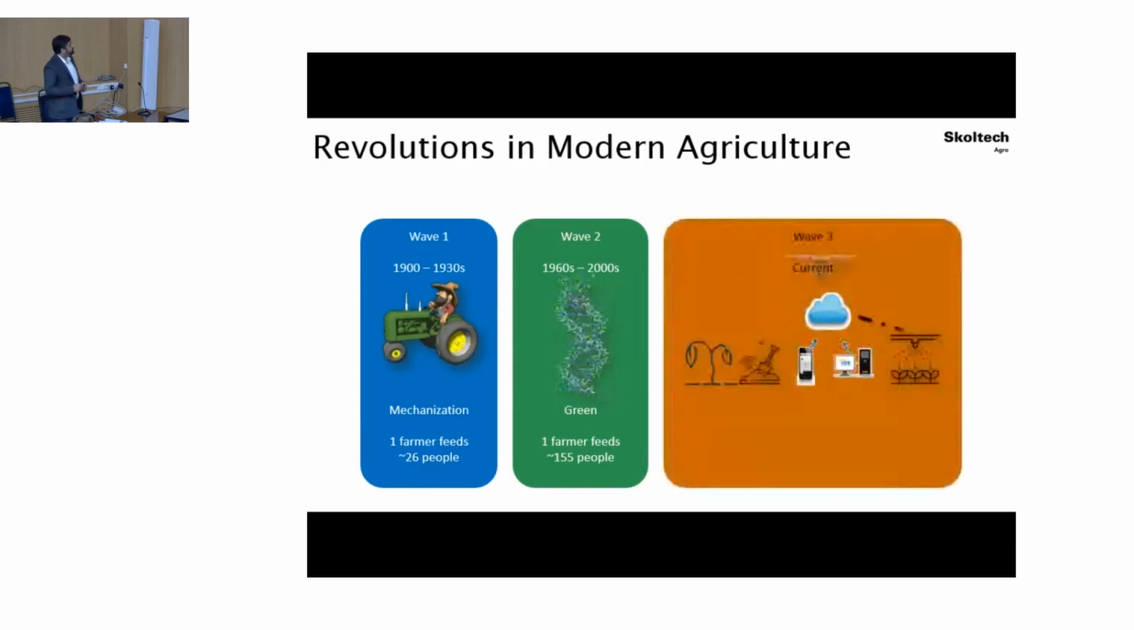And now we are in the third wave. It is called the digital revolution, where we are creating awareness or generating knowledge about our farms using digital technologies, data analytics, things like that. And now a farmer can feed more than 250 people, right? But we still need to improve, right? This is not going to be sufficient to feed all the people by 2050.